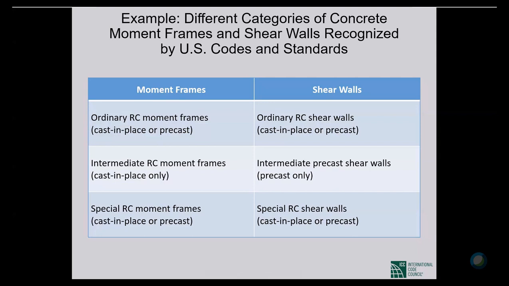Shear walls, ordinary reinforced concrete shear walls can be cast in place or precast. There is an intermediate precast shear wall, but that is precast only. There is no cast in place intermediate shear wall. And then special reinforced concrete shear walls can be cast in place or precast. So interestingly, intermediate moment frame is always cast in place. There is no precast recognized in our codes. The intermediate shear wall, if you are going to build one, is always precast. There is no cast in place recognized in our codes.